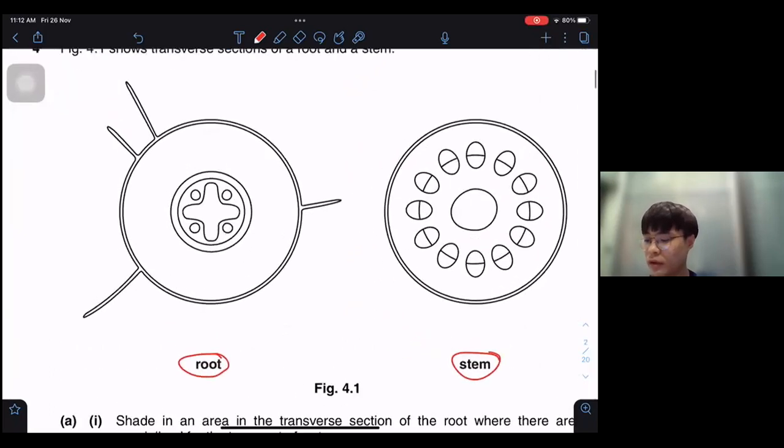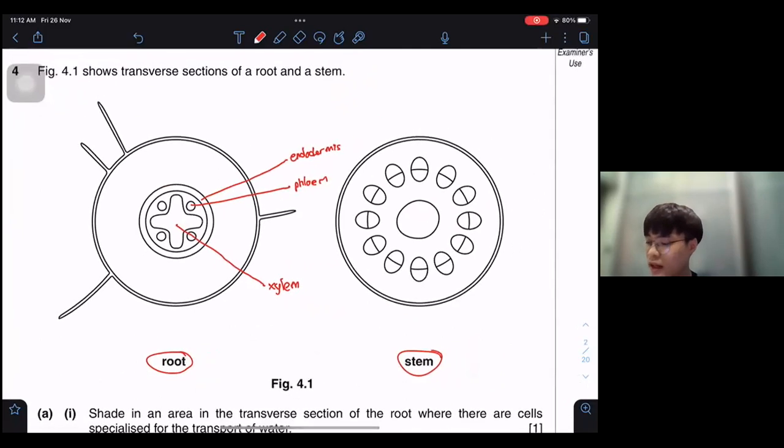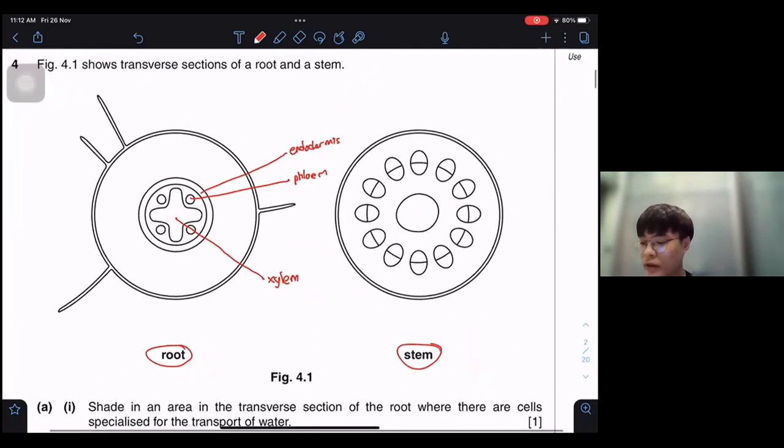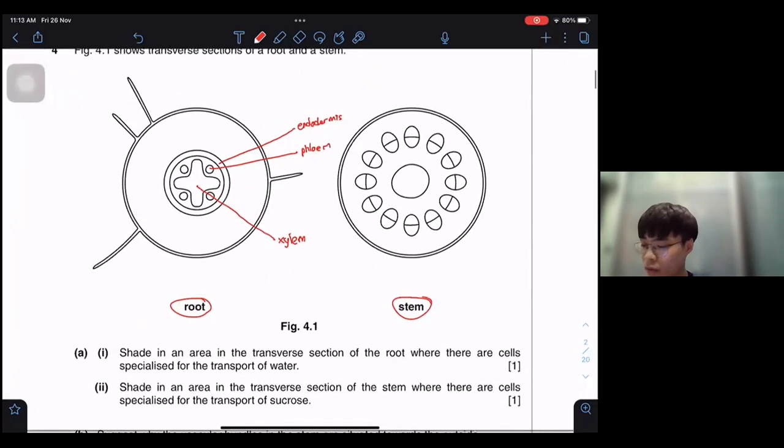So just a recap, this part is the endodermis. This part is phloem, and this part is xylem. And I mentioned just now, xylem is to transport water and inorganic ions, so the answer for part 1 will be this part.